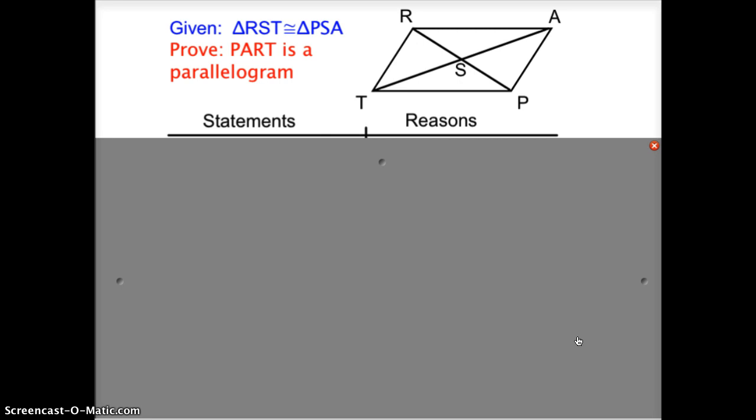Take a second and try to prove, based on the given that triangle RST and triangle PSA are congruent, that somehow you could prove that PART is a parallelogram. Hit pause and do that now.